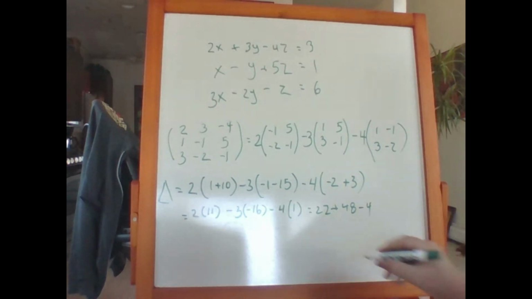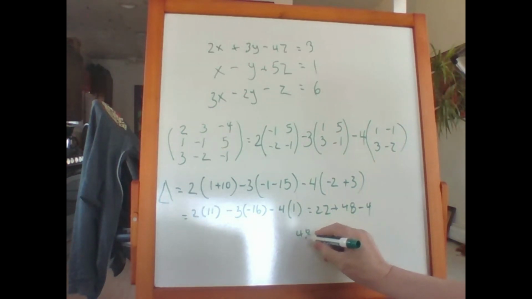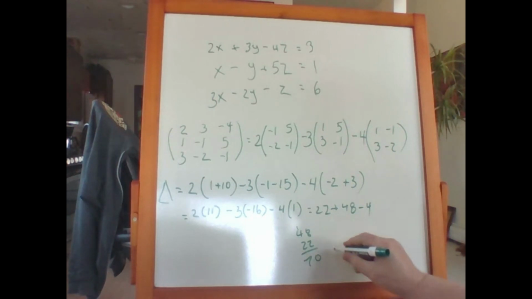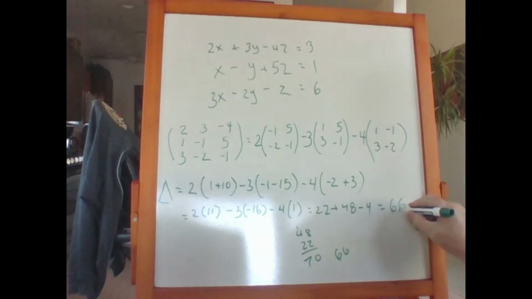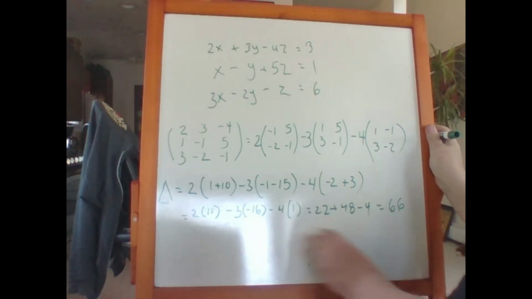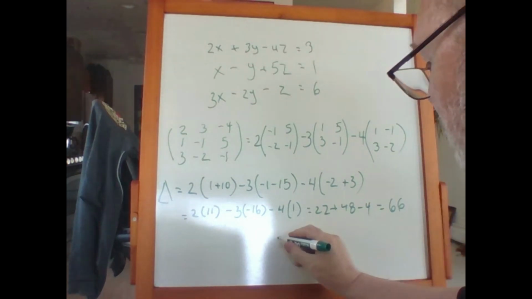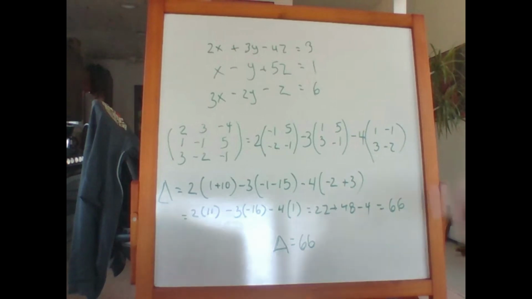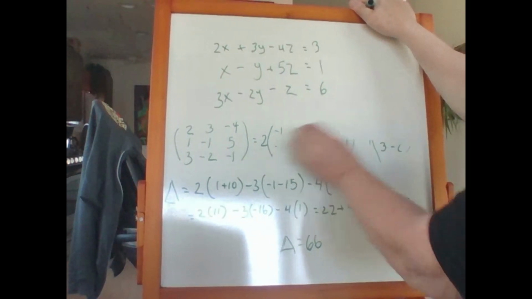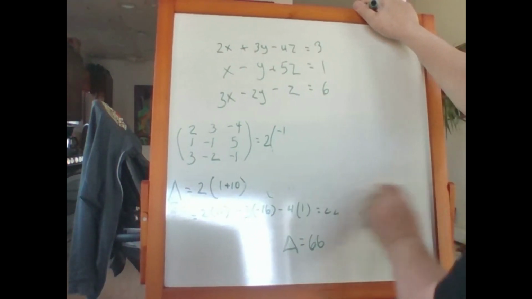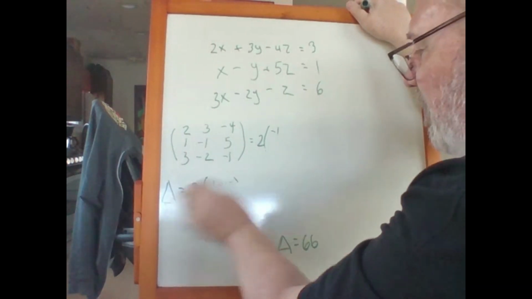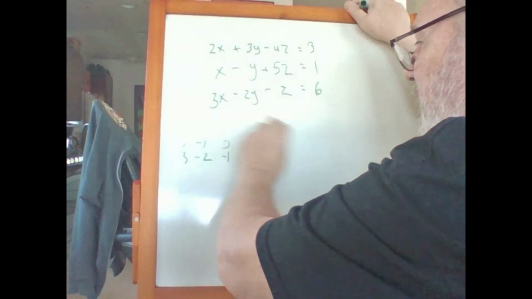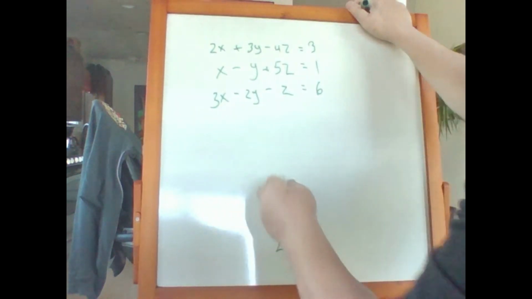Did I do that right? 48, 22, that's 70. 70 minus 4 is 66. That's our determinant. So our determinant is 66, according to my calculations here. Let's just do it one more way. My little 3x3 trick, because it's actually a little easier math to do.